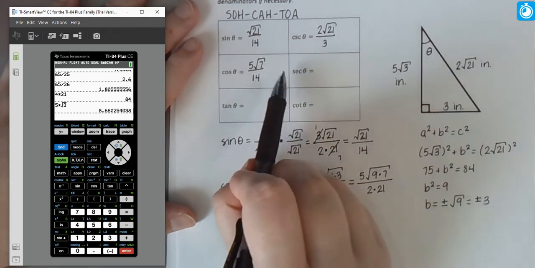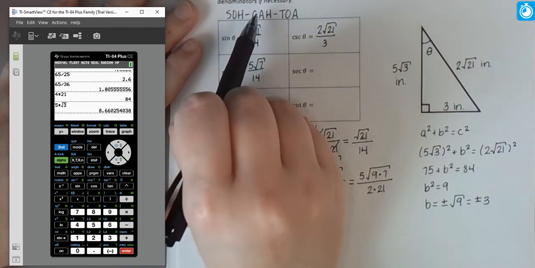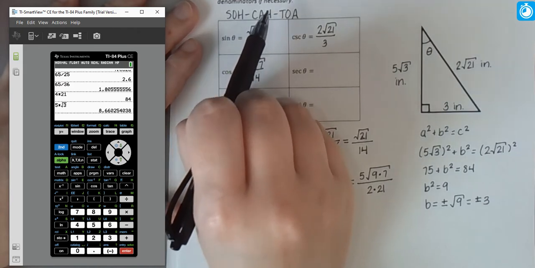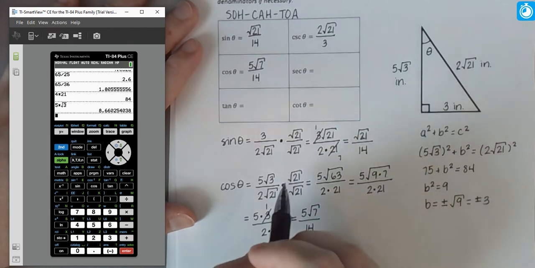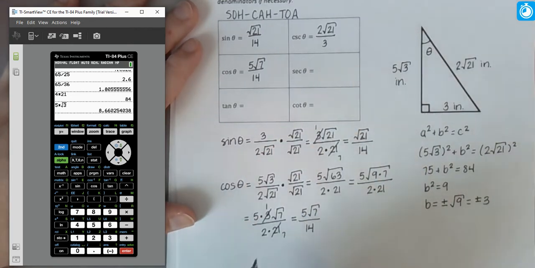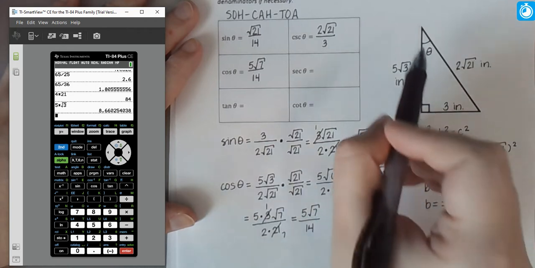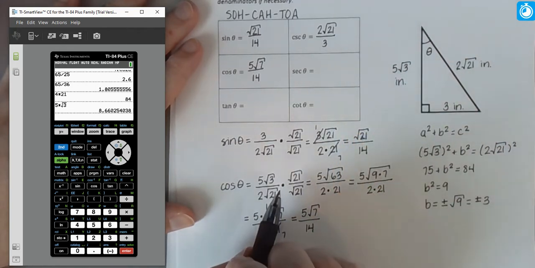Now what about my secant? Again, I need to take the reciprocal. So if cosine is adjacent over hypotenuse, secant is hypotenuse over adjacent. Okay, so if I were to just take this reciprocal right here, that would give me the non-simplified value of secant. Here's another option though. So notice if I just took the reciprocal here, which would literally be hypotenuse over adjacent, I would still have this issue with 2 radicals.